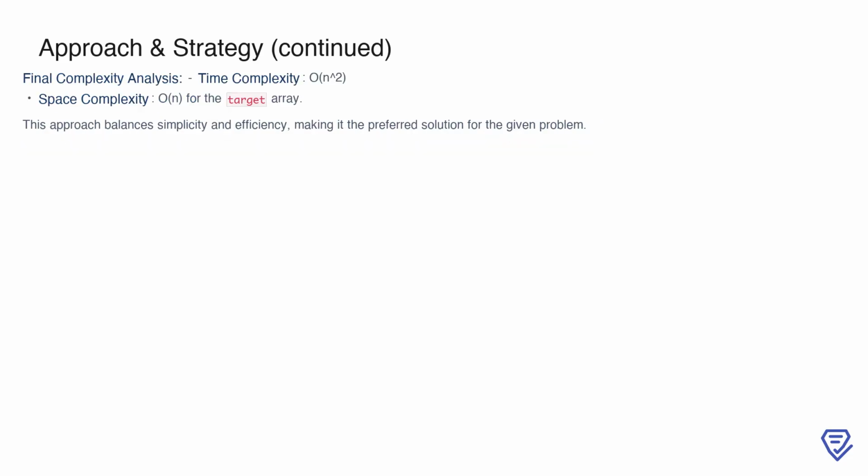In terms of complexity analysis, the brute force approach has a time complexity of O(n squared), as the insert operation is performed for each element in the nums array, with each operation taking linear time in the worst case. The space complexity is O(n), which accounts for the storage of the target array. This approach represents a balance between simplicity and efficiency, making it the most suitable choice for this problem given the constraints. While alternatives like linked lists might offer theoretical benefits, the practicality and clarity of this method, combined with its ability to handle the input size efficiently, solidify it as the preferred solution.